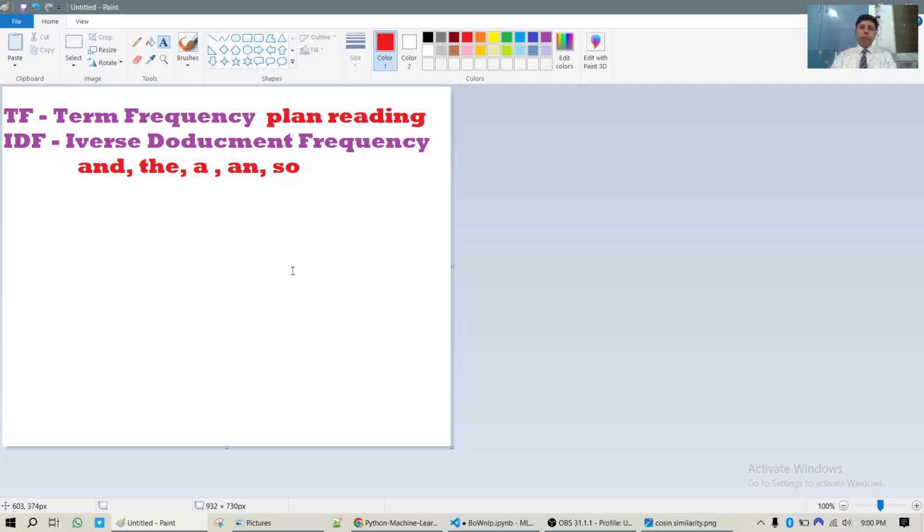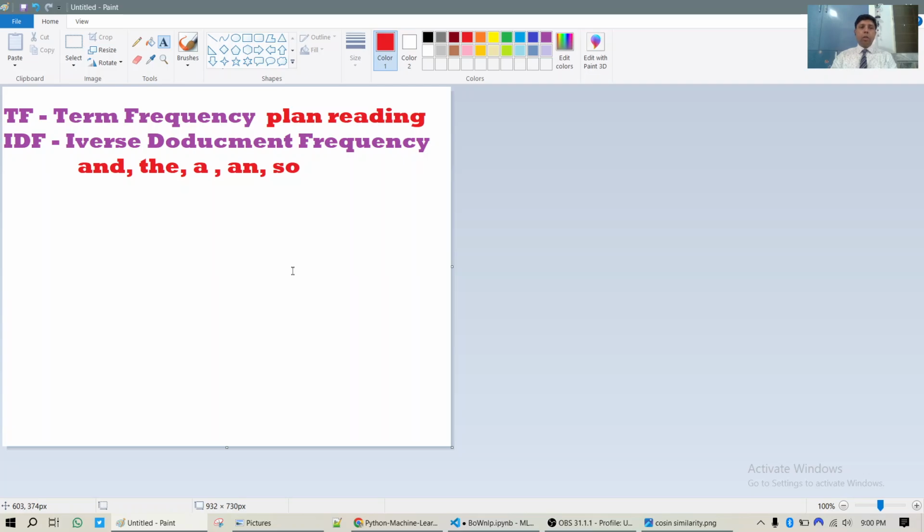Similarly, IDF, inverse document frequency. Why is it called inverse? It's very simple. In our speech or document there are some words that are going to occur again and again, but they do not contribute to the importance of the context of the document.